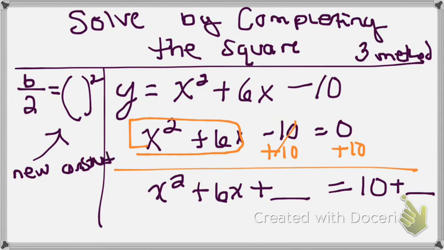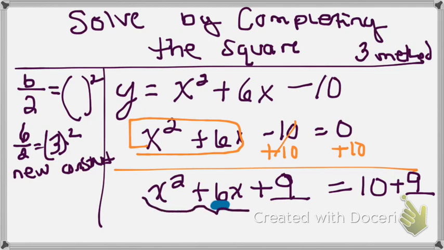We know that b is 6. So I'm going to take half of 6, which is what? 6 divided by 2 is 3, and I'm going to square 3. 3 squared is 9. Okay? So now I have this trinomial that I can factor. What can I factor it to?